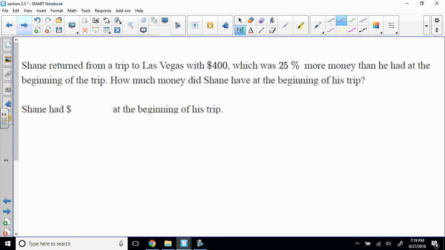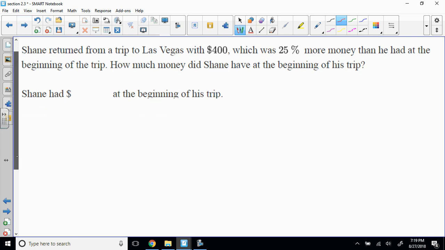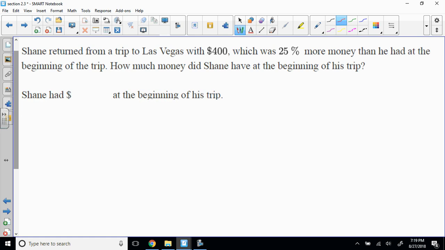Shane returned from a trip to Las Vegas with $400, which was 25% more than he had at the beginning of the trip. Hey, that's pretty good. How much money did Shane have at the beginning of the trip? Anybody want to take a stab at what the equation looks like?